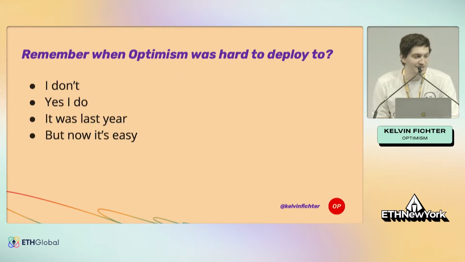Back last year, Optimism was really hard to deploy to. It was really annoying. You used to have to use this thing called the OVM, and you had to compile your contracts with a special OVM compiler, and it was a whole mess. So we rebuilt the thing and made it easy so you don't have to do that. Now it's just like deploying to any other network. I'm not going to actually deploy, but I will show you how to do it.